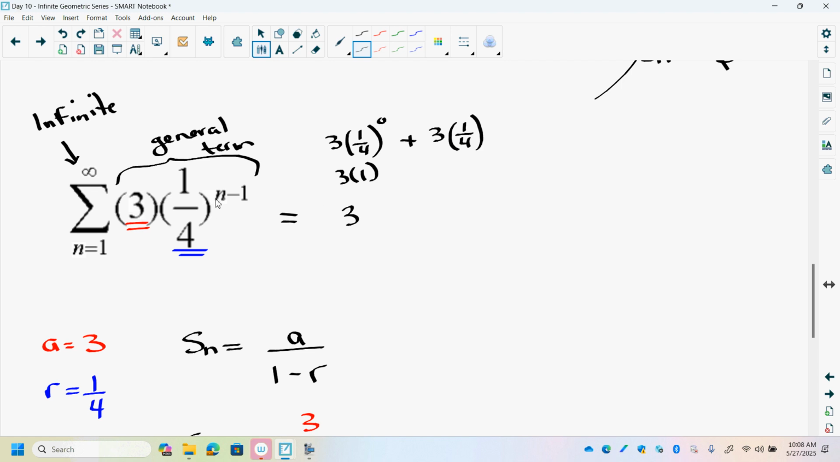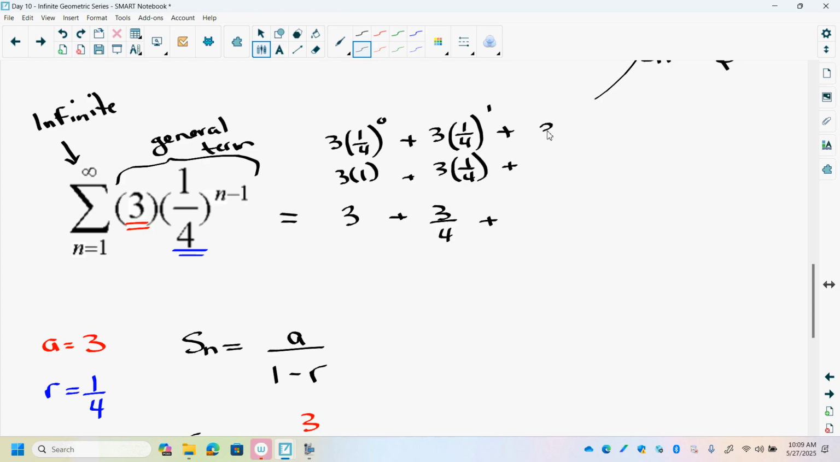I'm going to add 3 times a quarter. What would the second term be? What's 2 minus 1? I'd have 3 times a quarter. A quarter to the first is 1 quarter. 3 times a quarter is 3 quarters. Why am I putting a plus sign between them? It's a series, the sum of plus.